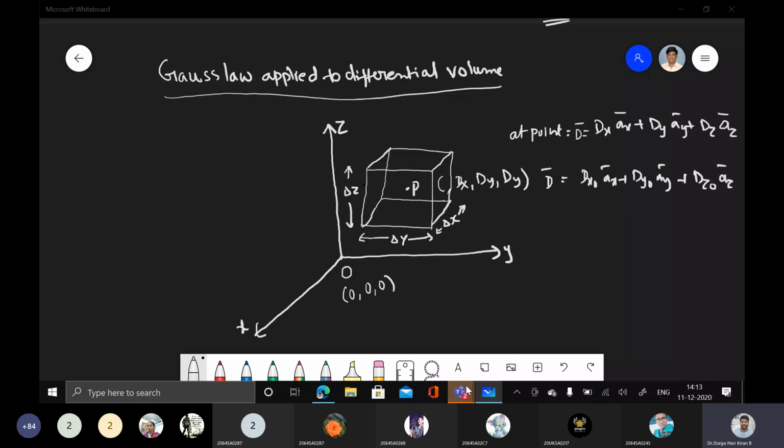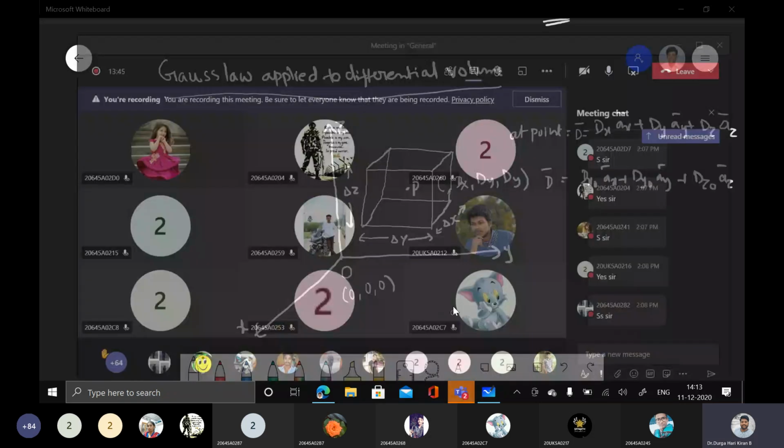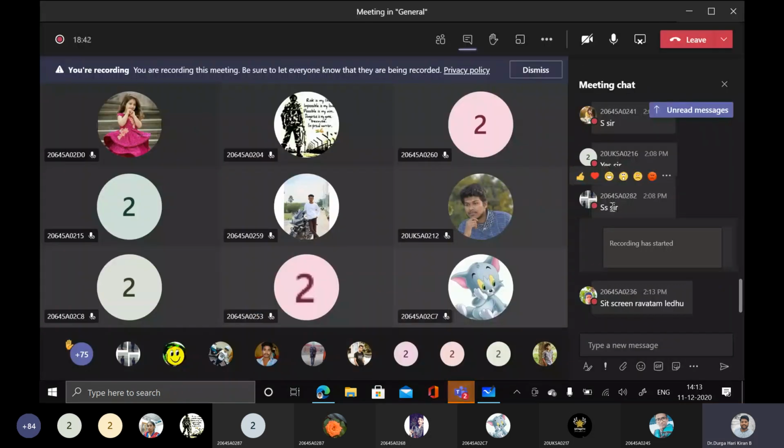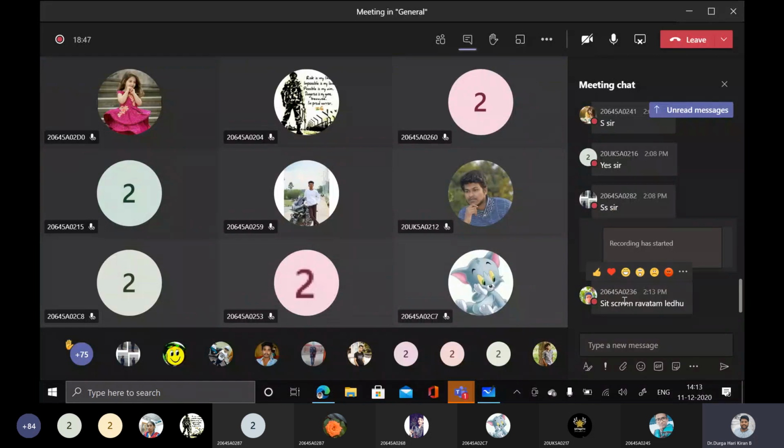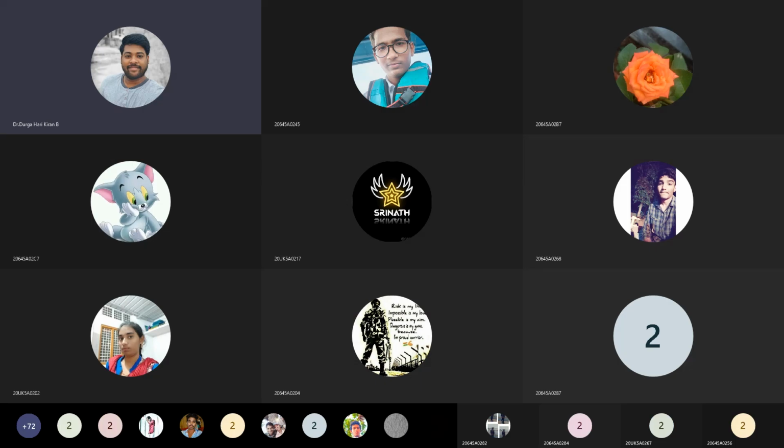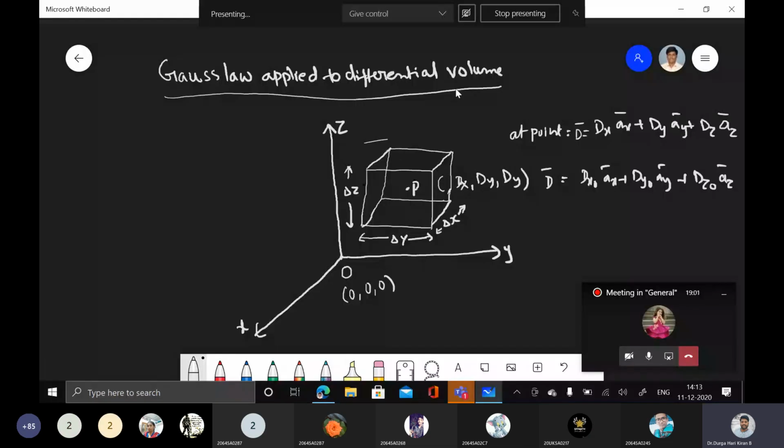Somebody is asking that it is not showing. Maybe the reason is that you are not having my screen pinned. So please see that my screen is pinned. Otherwise, you just leave and come back. Okay, my screen is okay. I'll just disconnect and reconnect it. It is presenting. You can see my screen.